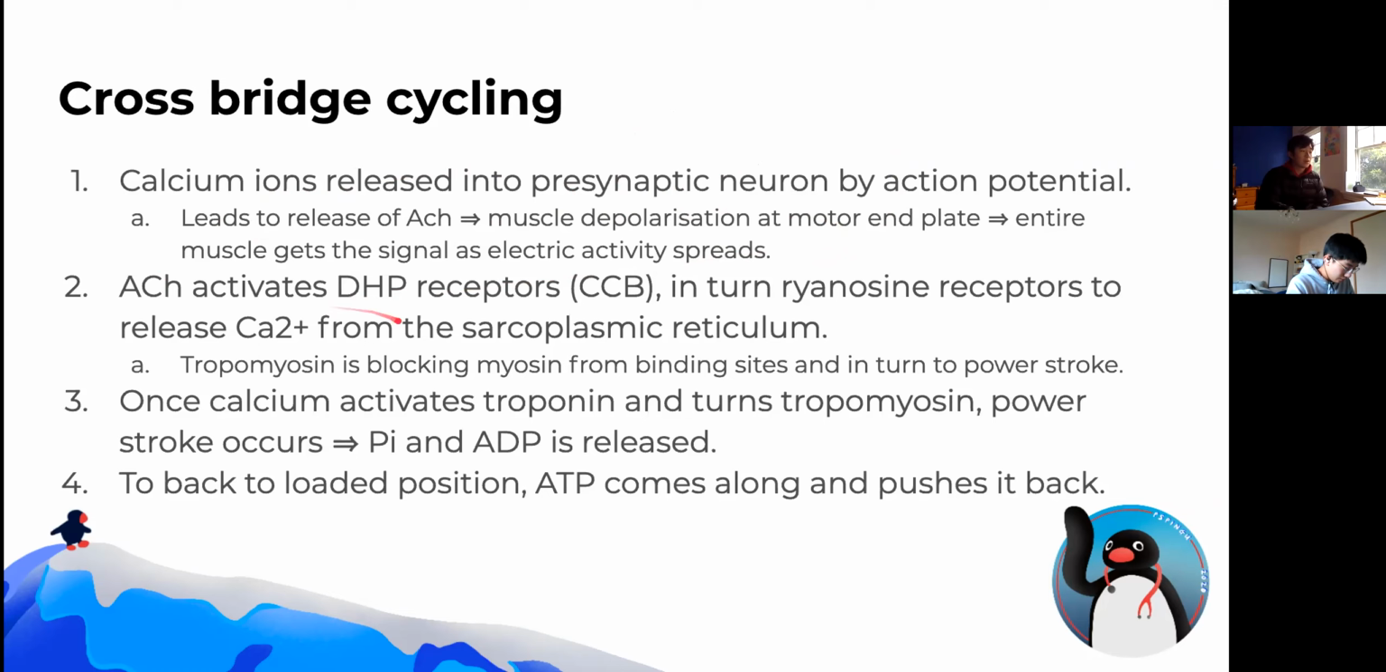So acetylcholine activates DHP receptors. Just a brief note that DHP receptors are a type of calcium channel blocker target that we will later see in cardiac pharmacology, where we will use them to decrease blood pressure. And that in turn leads to the ryanodine receptors, that's a typo, to release calcium from the sarcoplasmic reticulum.